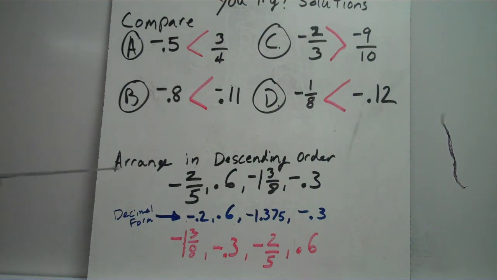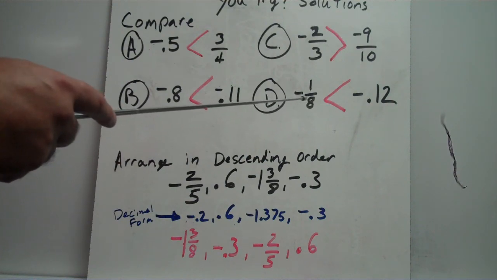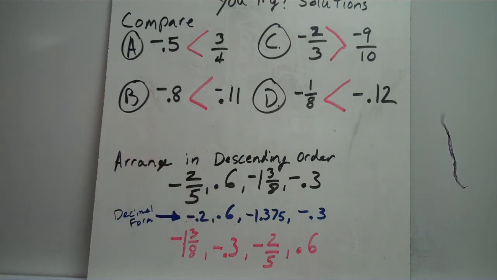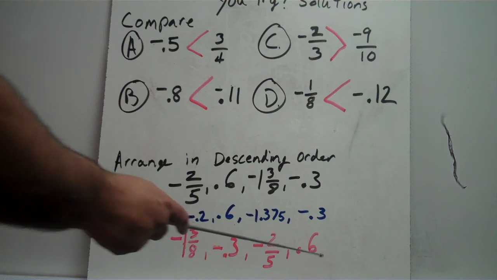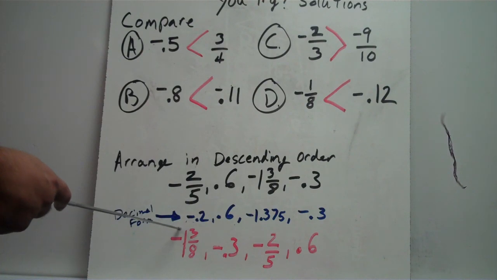To arrange these numbers in descending order, remember we're going to put the numbers in descending, which is largest first. And I actually have this backwards. Look at that. Huh. So if we're going to do this in descending order, it would be 0.6, negative 2/5, negative 3/10, and negative 1 3/8. Huh. Okay, well, see, I make mistakes all the time. It's a good thing we can correct them.